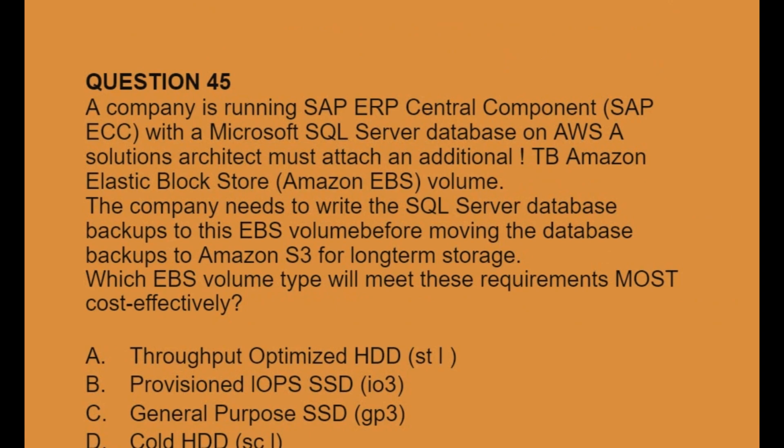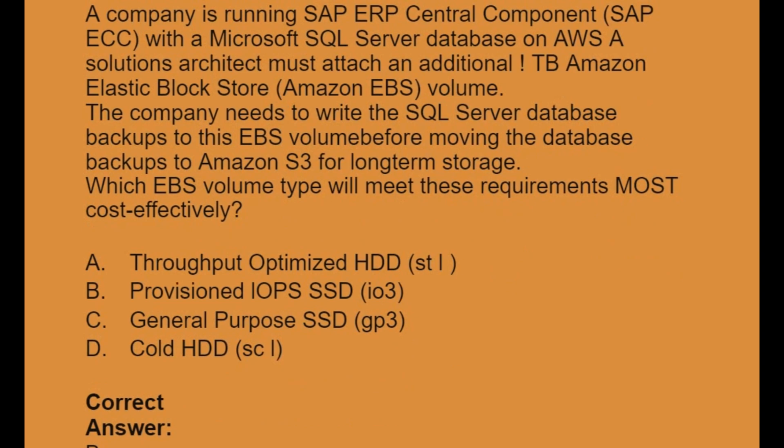Question is, a company is running SAP ERP Central Component (SAP ECC) with a Microsoft SQL Server database on AWS. A solutions architect must attach an additional TB Amazon Elastic Block Store (Amazon EBS) volume. The company needs to write the SQL Server database backups to this EBS volume before moving the database backups to Amazon S3 for long-term storage. Which EBS volume type will meet these requirements most cost effectively?